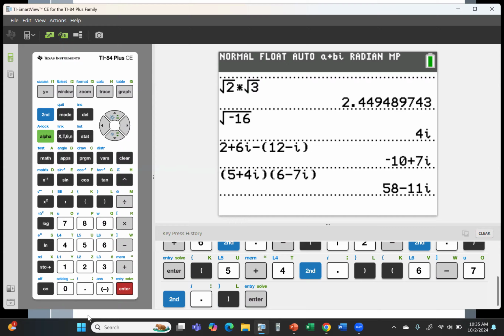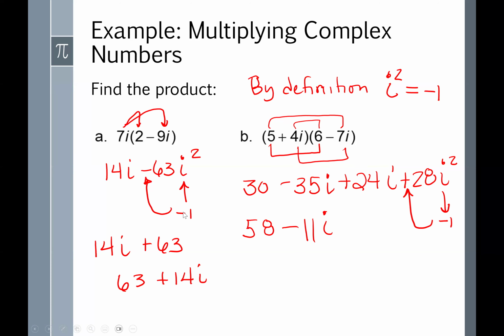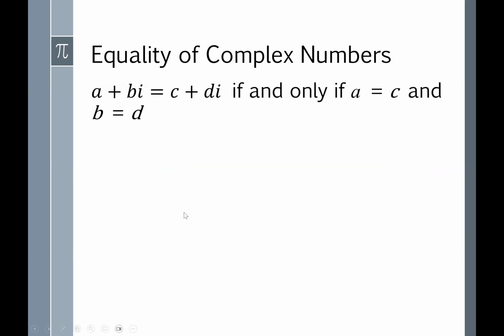Now, the equality of complex numbers: if two complex numbers are equivalent to each other, that necessarily means that the real parts have to be the same and the imaginary parts have to be the same. So if you have a plus bi equals c plus di, a and c have to be the same thing, as do b and d.